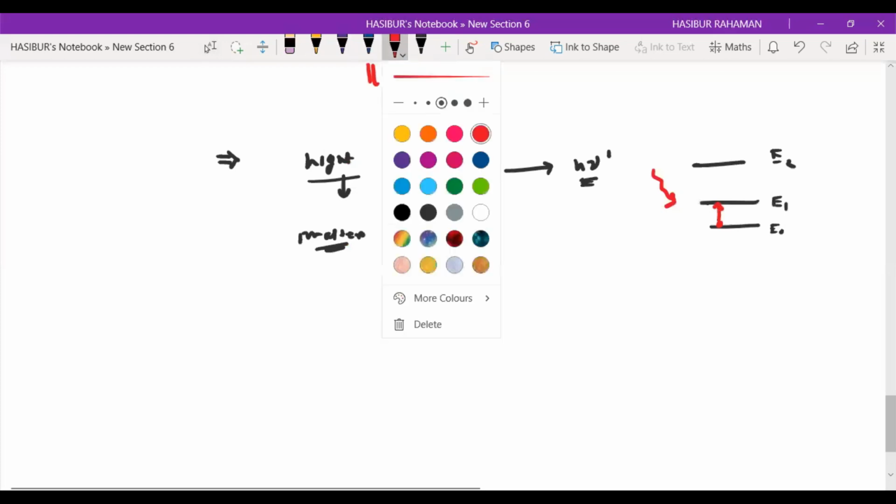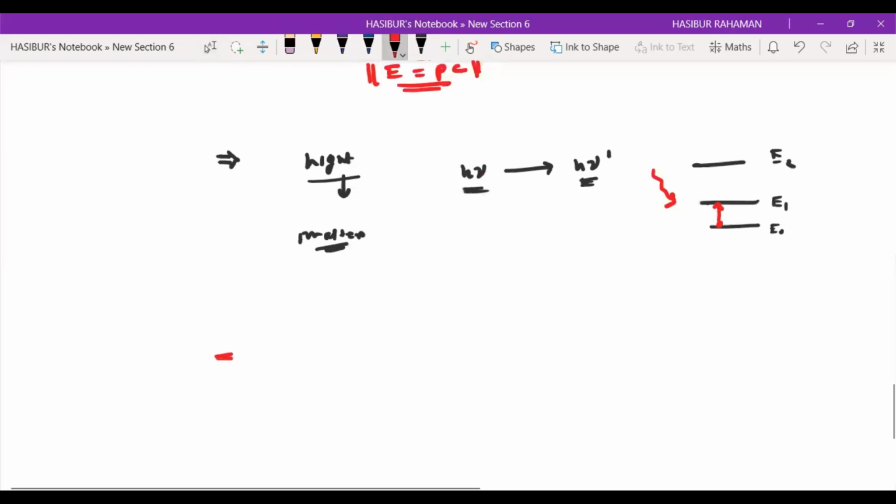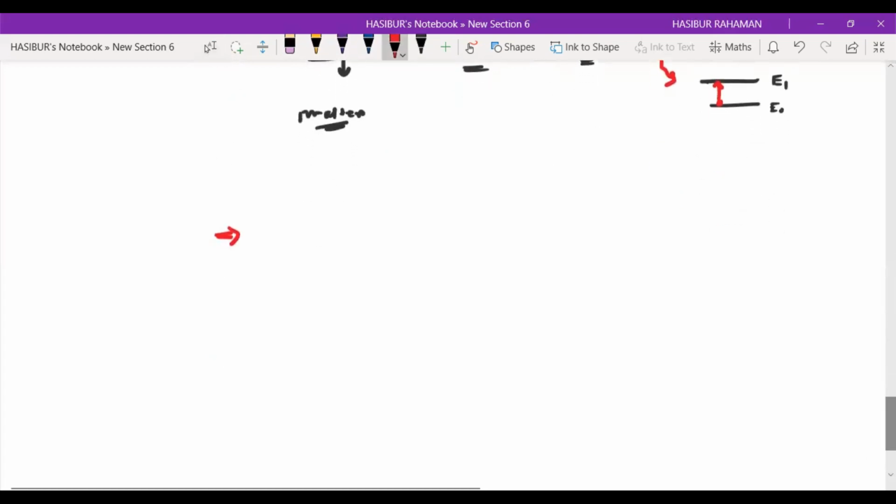Now let's get back to the previous question, what happens. First, let's make the scenario. This is the earth's surface and you are standing on the earth. Now you have a torch in your hand and you have just turned on this light. So what will happen? Light will come out from this torch and go upward.